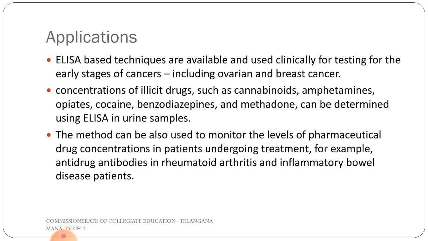Applications of ELISA. ELISA based techniques are available and used clinically for testing for the early stages of cancer, including ovarian and breast cancer. The concentrations of illicit drugs such as cannabinoids, amphetamines, opiates, cocaines, benzodiazepines and methadones can be determined using ELISA in urine samples. The method is also used to monitor the levels of pharmaceutical drug concentrations in patients undergoing treatments, for example, anti-drug antibodies in rheumatoid arthritis and inflammatory bowel disease patients.